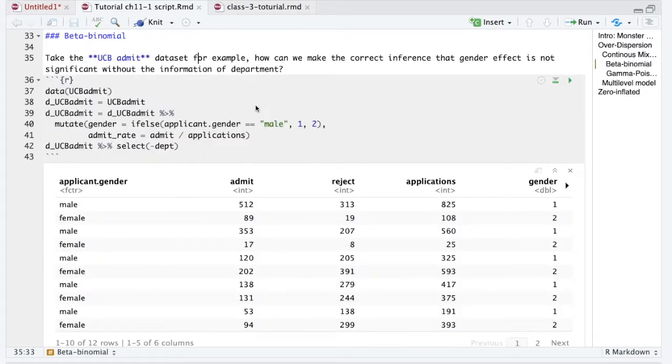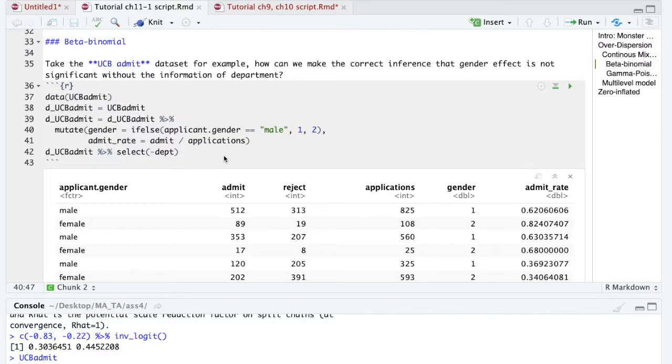So let's start with the beta binomial model. In this case, we will use the UC Berkeley admit dataset again. Now, if we don't have the information about which department the applicants apply to, how can we still make the correct inference that the gender effect is not significant?